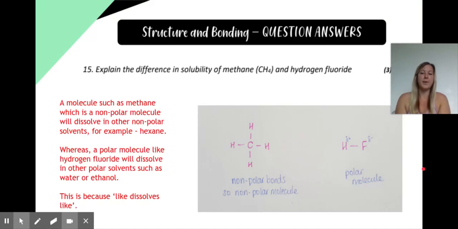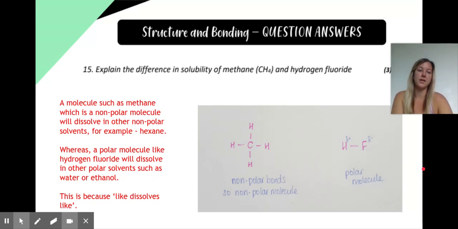So a wee bit of explanation then. A molecule such as methane, which is a non-polar molecule, will dissolve in other non-polar solvents. So for example, hexane. Now I would definitely put an example in here. And as I said before, hexane is my go-to for a non-polar solvent. It's just one that I find easy to remember. On the other hand, a polar molecule like hydrogen fluoride will dissolve in other polar solvents, for example, water or ethanol. Again, those are my go-to polar solvents. And this is because like dissolves like.